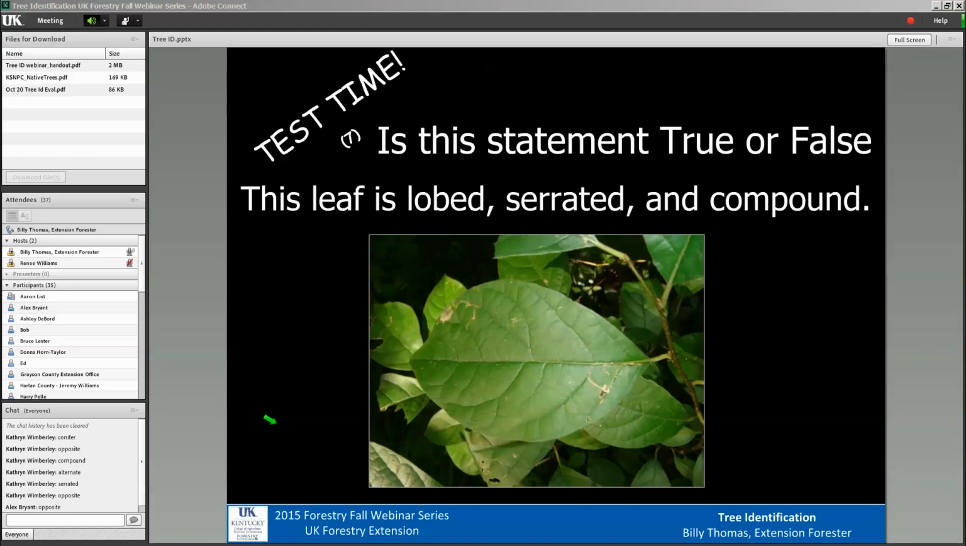All right, now here's a little more. Think about this for a second. Is this statement true or false? This leaf is lobed, serrated, and compound. I will tell you that right here is the bud. Yes, this is a false statement because it's actually opposite all of those. It is an entire leaf. It is unlobed, and it is simple. So this is the opposite, or false, of all of those.